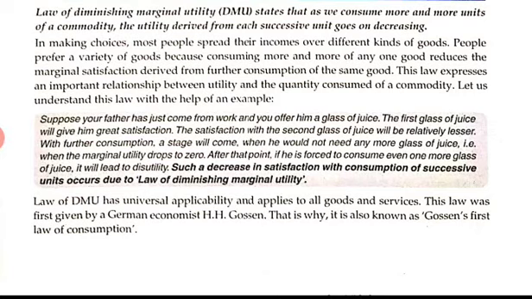Got it? The law of diminishing marginal utility has universal applicability and applies to all goods and services. This law was first given by the German economist H.H. Gossen. That is why it is also known as Gossen's first law of consumption.